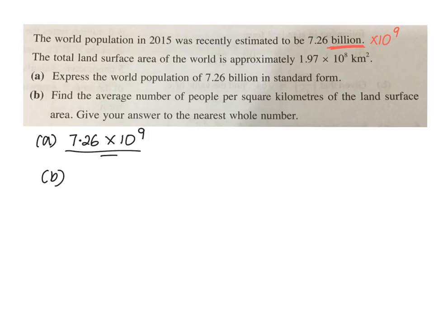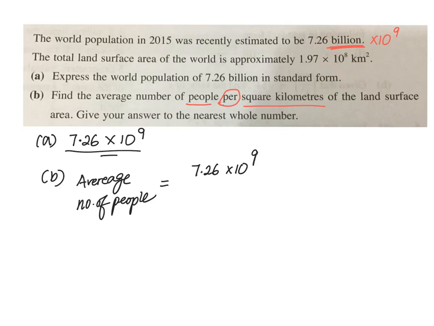Part B, find the average number of people per kilometer square. What is the meaning of per kilometer square? It means I need to divide. So I take people divided by kilometer square. So our average number of people is, take the total population, 7.26 times 10 to the power 9. Okay, the billion. Per means divide. Kilometer square will be 1.97 times 10 to the power of 8.